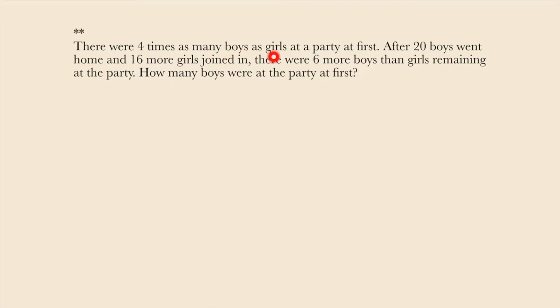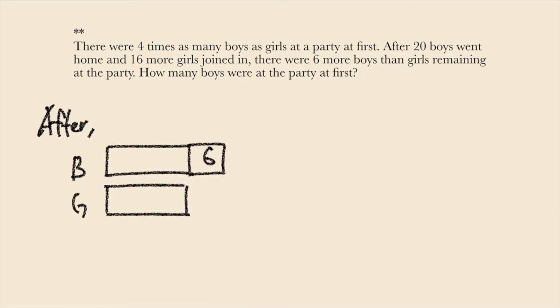4 times boys as girls at first. Okay, so not much information there. 20 boys went home, so subtract. 16 more girls joined, so that's add. There were 6 more boys than girls remaining. So the way I approach this is I draw the situation after everything. So 6 more boys than girls remaining after.